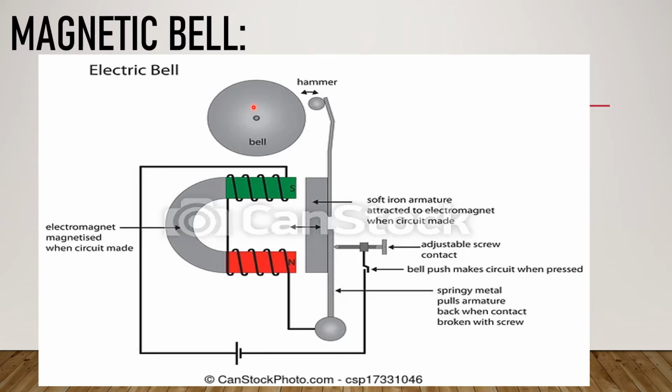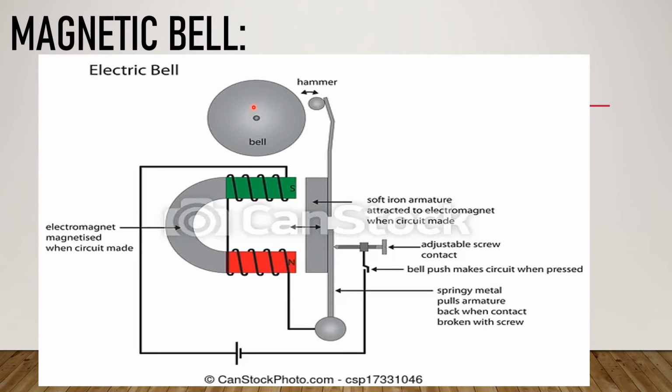The armature contains a soft iron rod. One end of the iron rod presses against the top of the contact adjusting screw, and the other end of the iron rod is attached to the spring metal which is fixed to a rigid support.